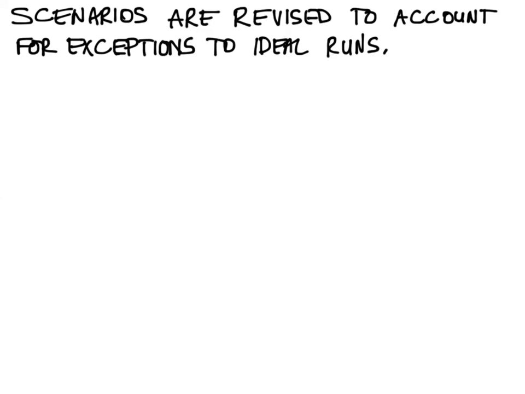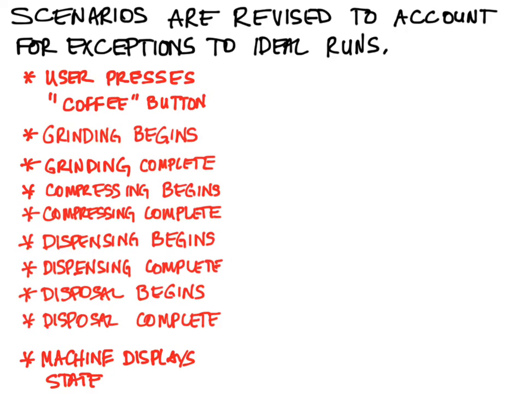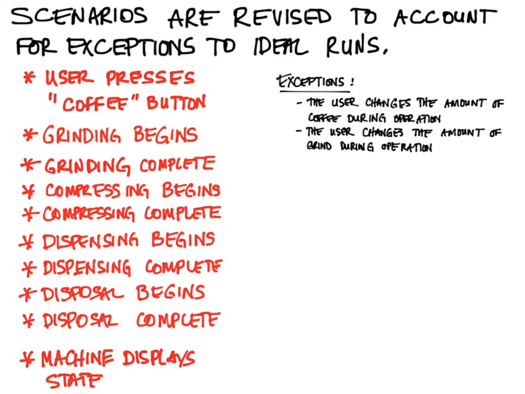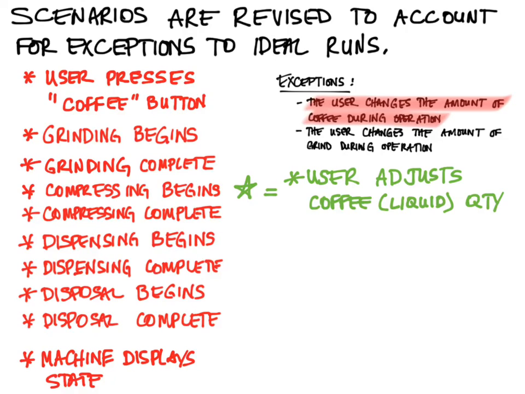Scenarios are revised when we actually see those exceptions show up, and that makes us have different runs, so different scenarios. So I've duplicated the ideal run here, and I want to remind you of what the exceptions could be. The user could change the amount of coffee during operation, so this is the amount of water that the user wants to be dispensed. And so one of these, the user adjusts the amount of liquid that comes out. I'm going to describe this exception, and I'm going to, as a shorthand, use a star here.